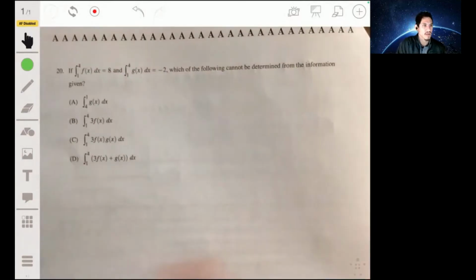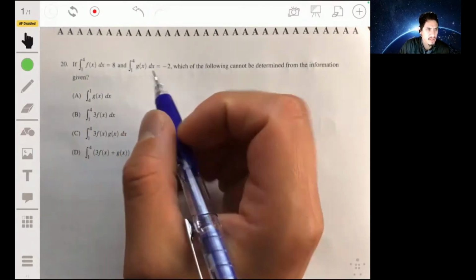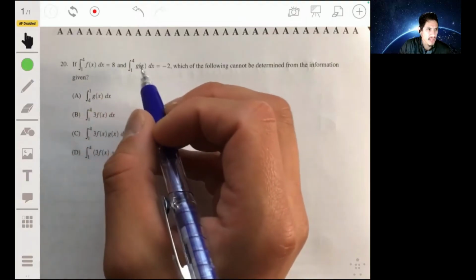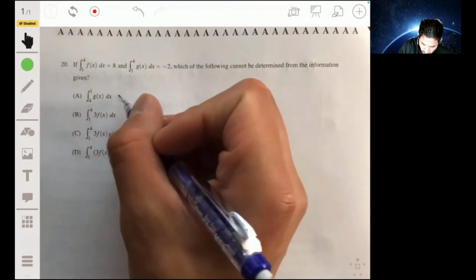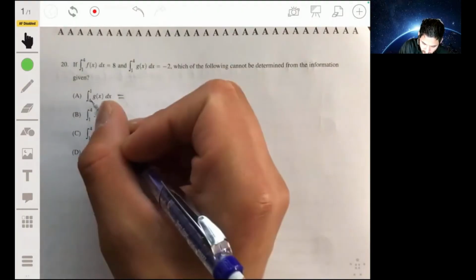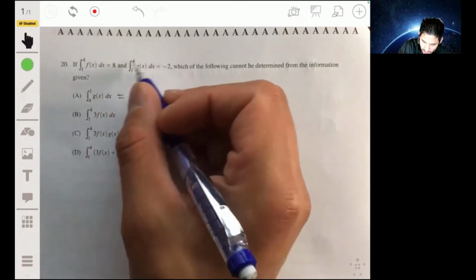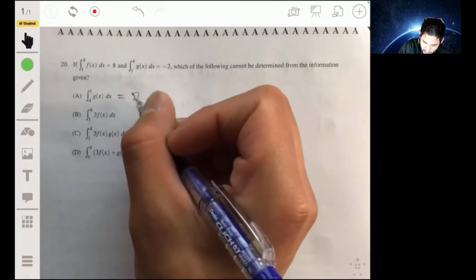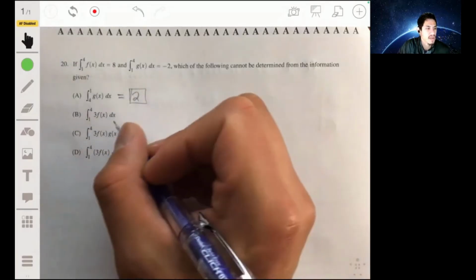And 20. So this one is asking what can't be determined. We're given the integral of f of x from 1 to 4 and the integral of g of x from 1 to 4. So let's go ahead and see if we can evaluate any of them. The integral from 4 to 1 of g of x would just be the negative value of this one. So instead of negative 2, it'll be positive 2. So we know the answer is not A because we can figure that out.